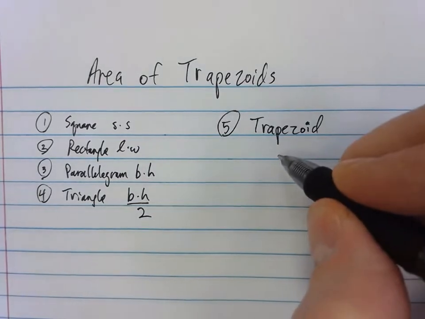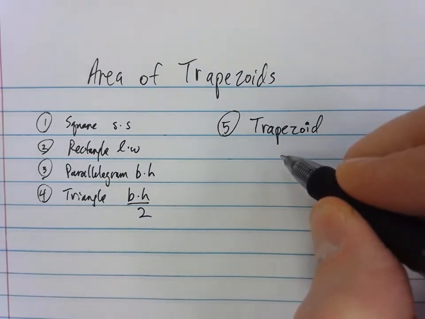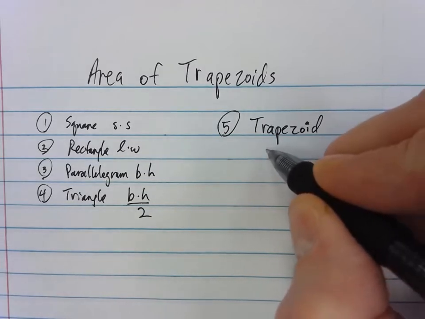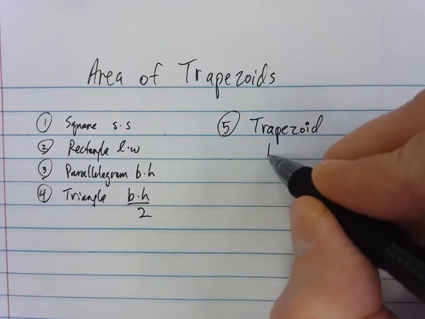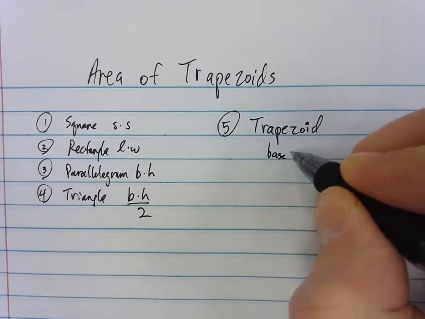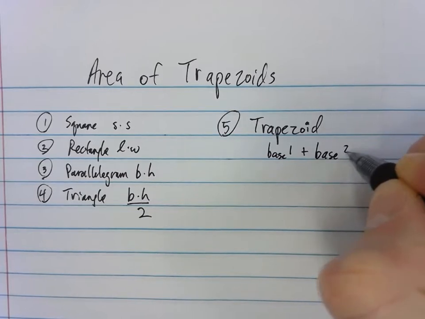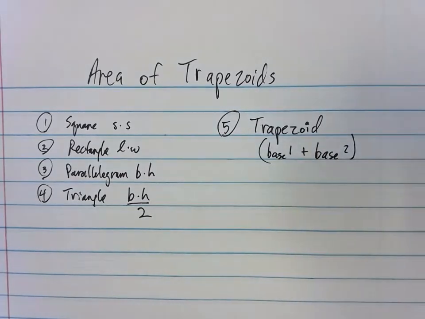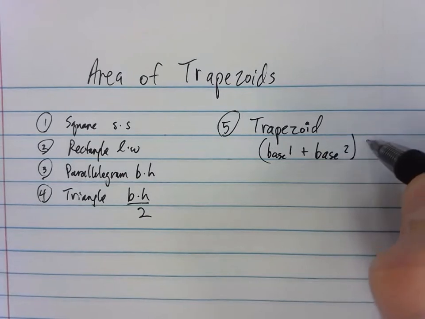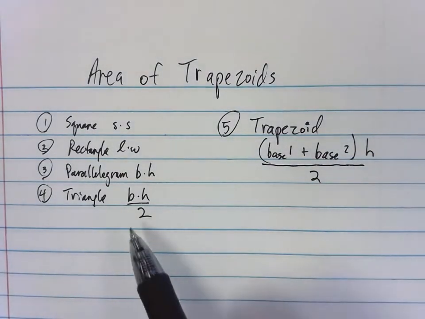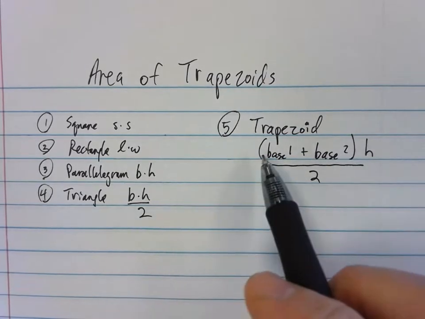So you've got base 1 and base 2, times height divided by 2. This has got two bases. So base 1 plus base 2, and then you're going to multiply that by the height, and then you're going to divide that by 2. So you can see it's similar to that, but we've got to take it up just a notch here.